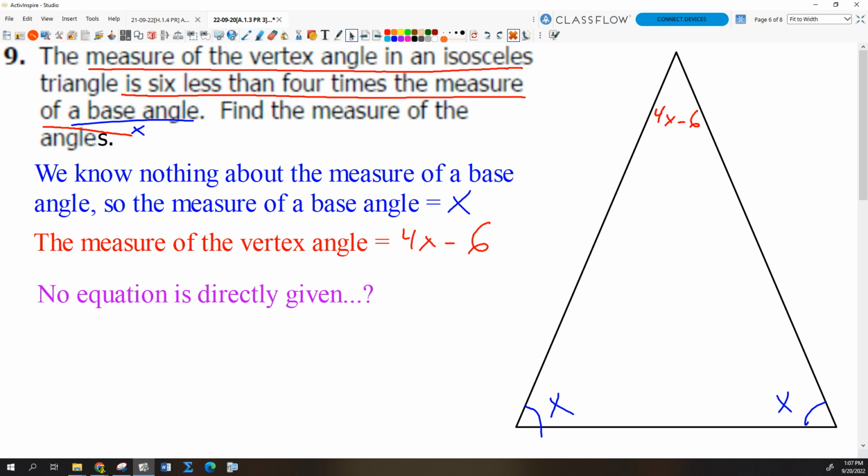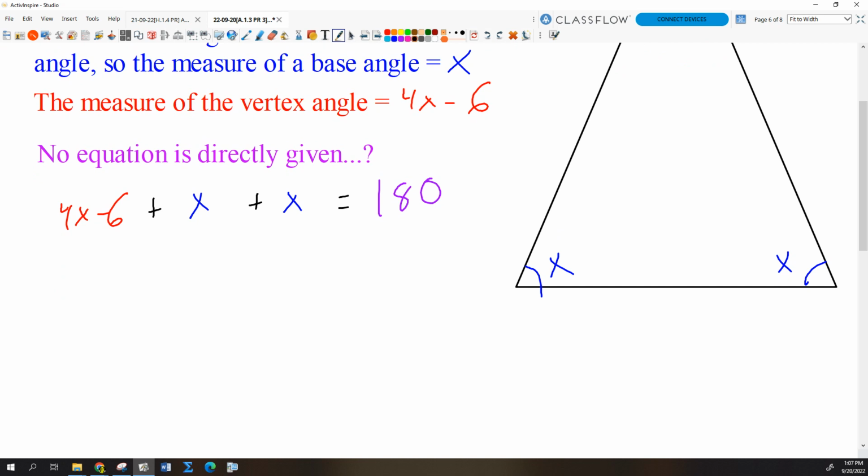So yeah, we can set this up then as 4x minus 6 plus x plus x equals 180. And that's a pretty easy equation to solve again, isn't it? If we add up all the like terms, that's 4x plus x plus x, that's 6x, minus 6 equals 180. Go. Try that.